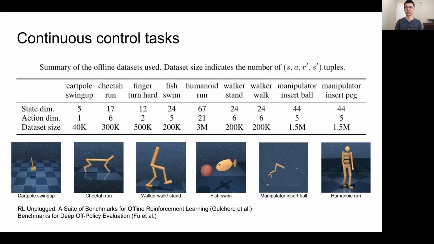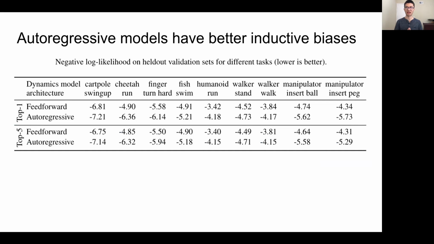We evaluate our approach on the DeepMind control suite, specifically on a recently proposed benchmark for deep off-policy evaluation, which consists of 9 different control tasks and policies trained on each of these tasks, which range from cartpole, which is 40,000 data points, to humanoid tasks, which is 67 state dimensions and 3 million transitions. We evaluate our performance by training on 80% of the data and reporting the held out log likelihood on the remaining 20% of the data.